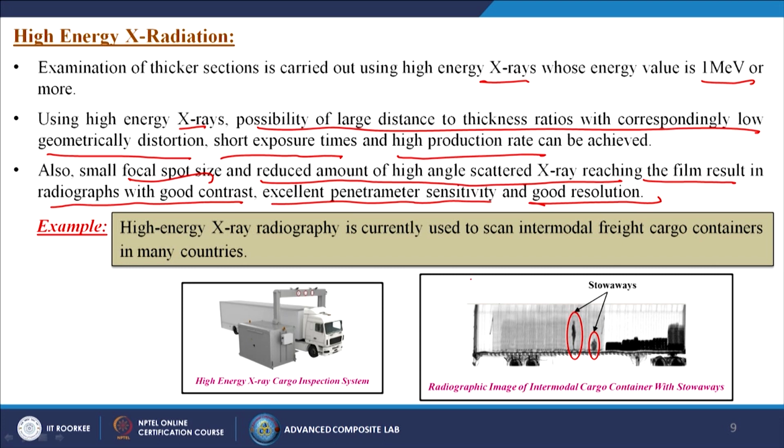For example, high energy X-ray radiography is currently used to scan intermodal freight cargo containers in many countries. When a truck travels from one country to another country with some product, it is a big size. So we simply pass that truck container through the X-rays and we get the image. Not only that, the best example is that we use these techniques in the airport itself for scanning our luggage.